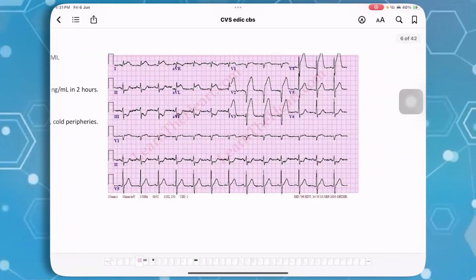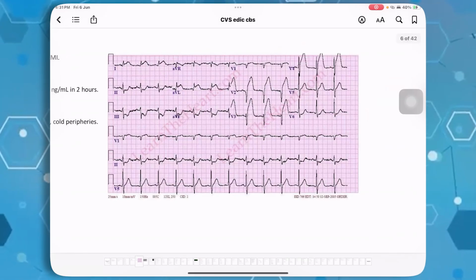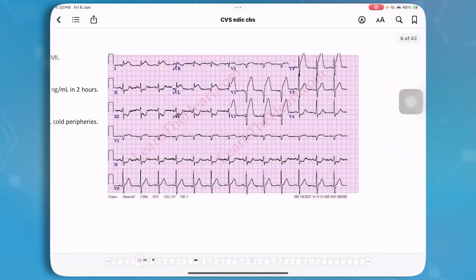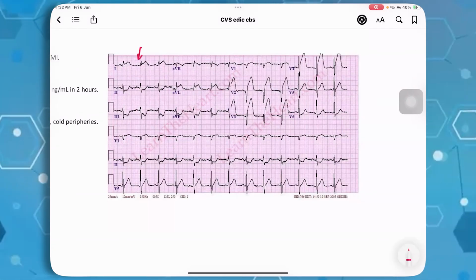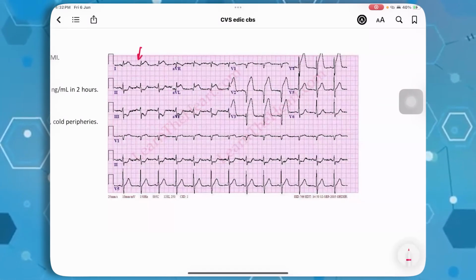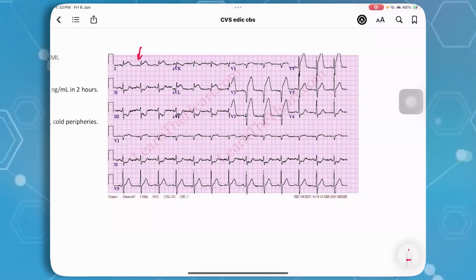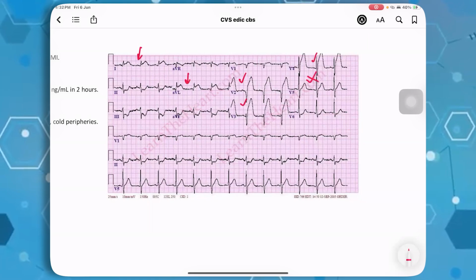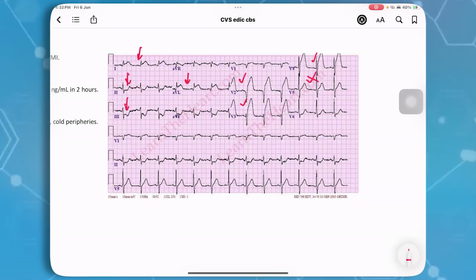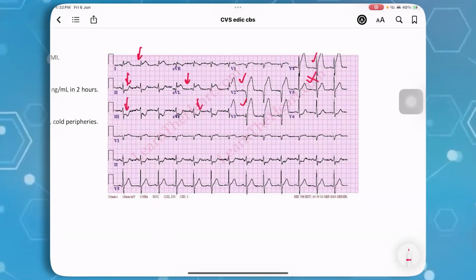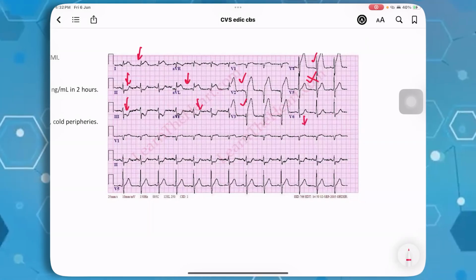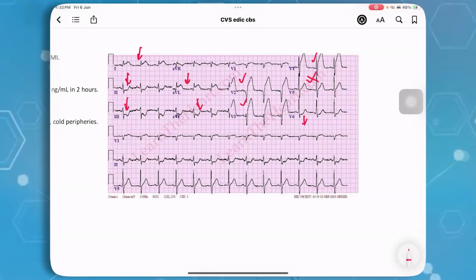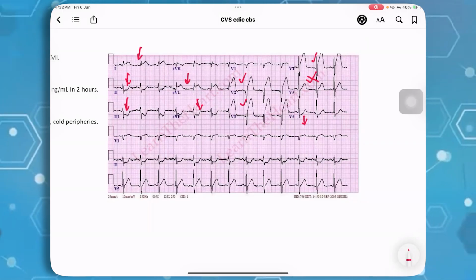What is there in the ECG? There is ST elevation in lead 1, aVL, V1 to V4, and reciprocal changes are seen in leads 2, 3, aVF, and also in lead V6. Wonderful. So, what do you class? As I told you, anterior wall MI, anterior septal MI.